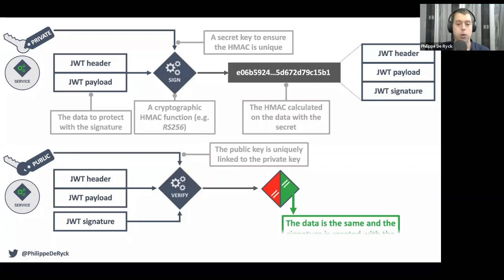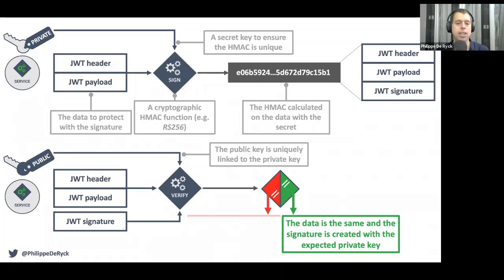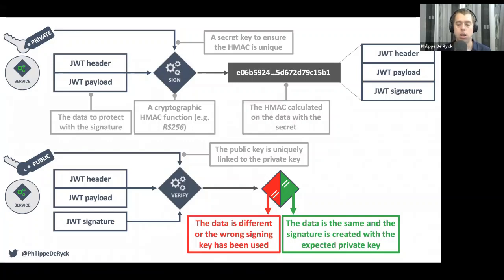If we end up in the green part, the valid result, then the data is the same. The data hasn't been changed by a malicious user. And we also know that the signature must have been created by the private key that belongs to this public key. And if something is different, then either the data has changed or the wrong key has been used. That's essentially the message. And this mechanism becomes much more scalable and much more effective in a distributed scenario.